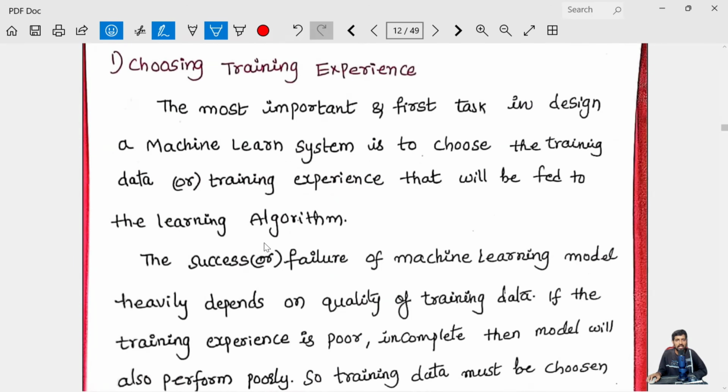So first one is the training experience. Okay. So first one is choosing the training experience. The most important and first task in designing a machine learning system is to choose the training data. Okay. So when we build any machine, it is compulsory that we must choose the training data. So the training experience will be fed to train the learning algorithm.